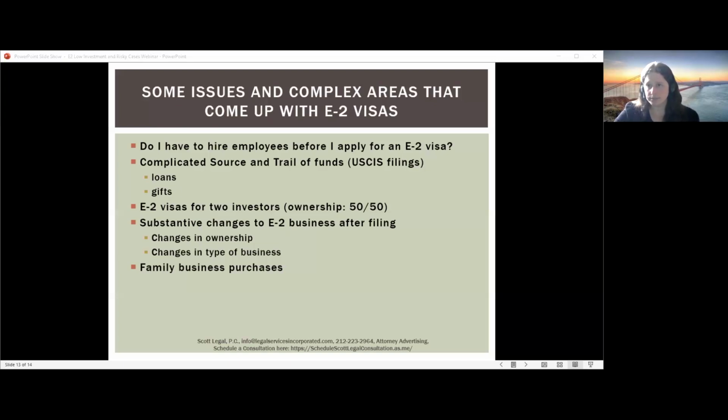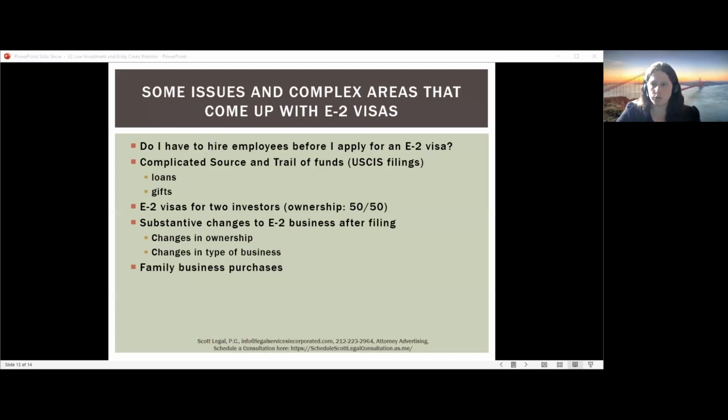Similarly, substantial changes to the type of the business. Let's say you had a restaurant and it didn't go well, and now under the same LLC, you want to just close the restaurant and start a wedding photography business. They're too different. You cannot just do that without going back to the government first and getting a new approval.